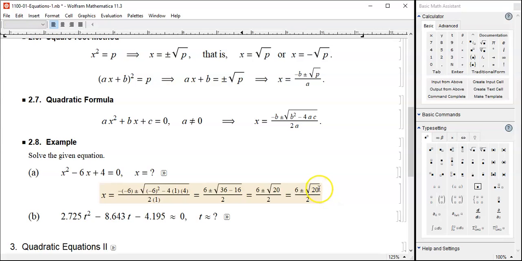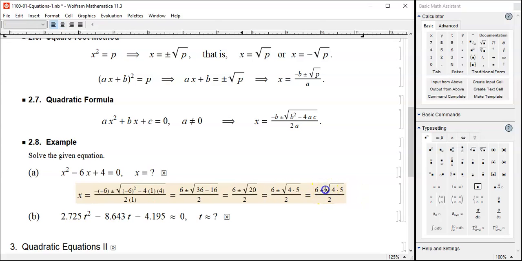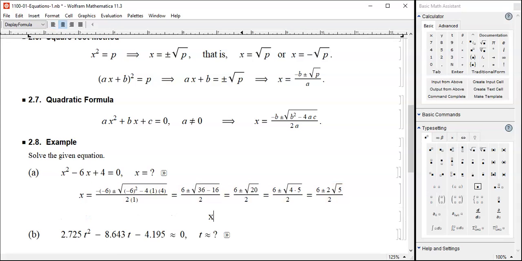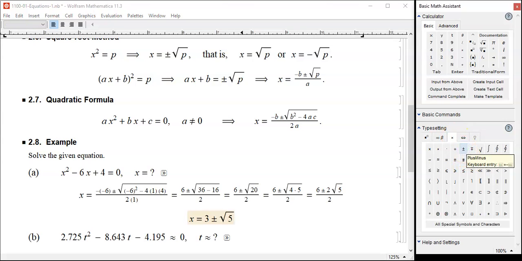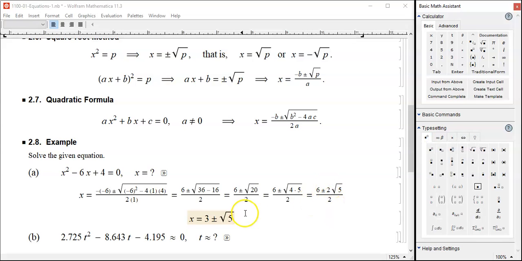So let's go ahead and do that. 20 can be rewritten as 4 times 5. And then 4 is 2 squared, so I can bring it outside of the square root. This is 2 square root of 5 if I bring it out. Square root of 4 is 2, remember? So what do you get? You get x equals 2. 6 divided by 2, so 3, plus or minus square root of 5. 2 divided by 2 disappears.